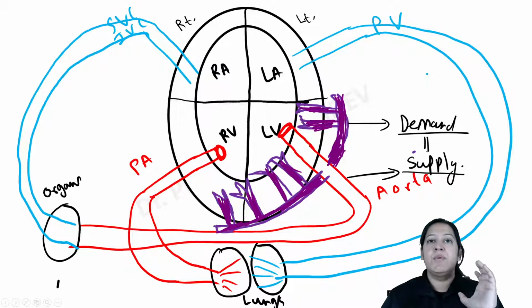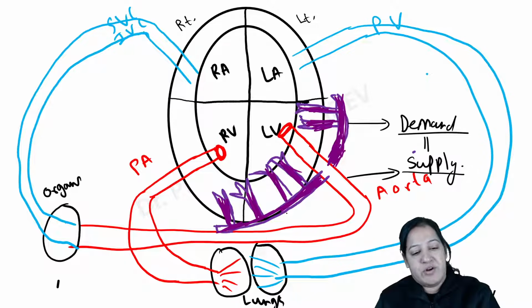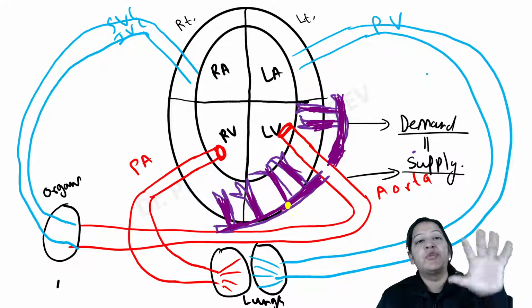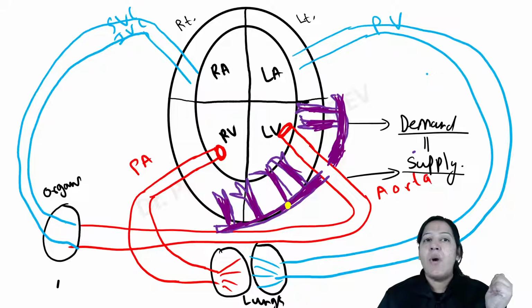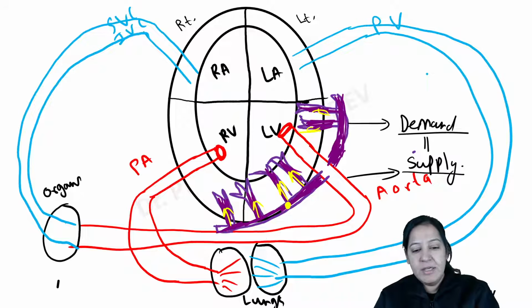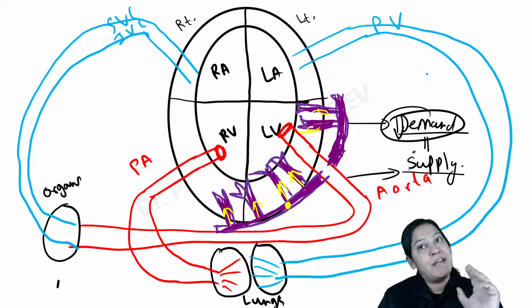Now imagine a situation if the coronary got obstructed, due to atherosclerosis, due to vasospasm, due to anything. So the heart will receive less blood via the coronary. That is, you are decreasing the demand, but you are expecting the same supply.